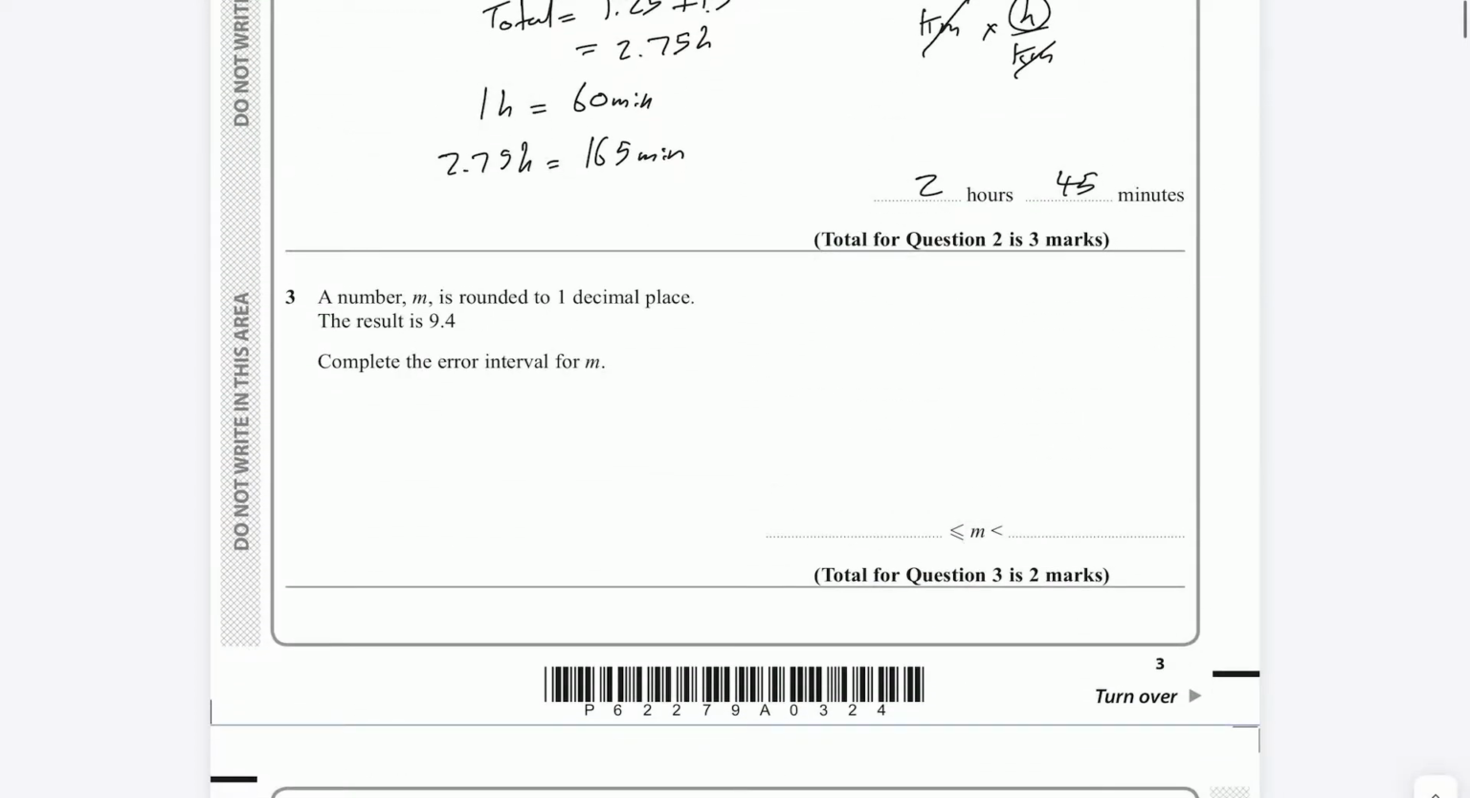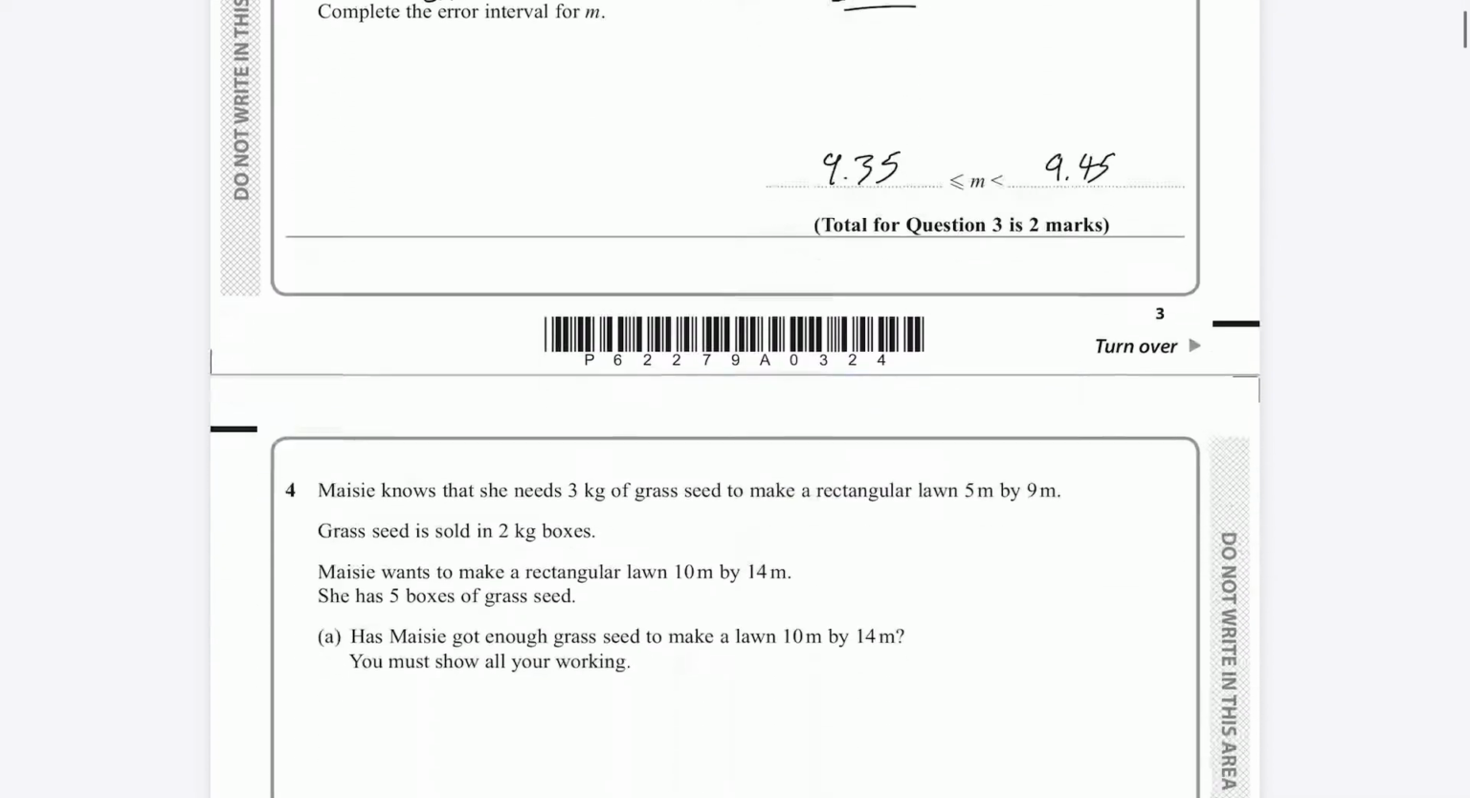So question 3, m is rounded to one decimal place. The result is 9.4. So that's essentially 0.1 there. So we have 0.1, and the accuracy will be divide that by 2. So that's going to give me 0.05. So the upper bound, we're going to add 0.05. So that's going to become 9.45. And for the lower bound, we're going to take away 0.05 from 9.4, and that's 9.35.